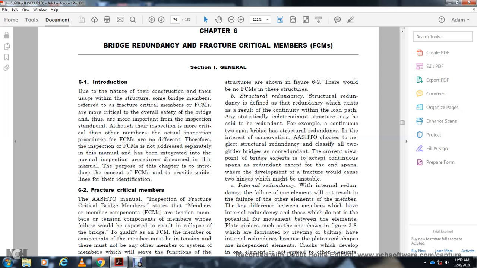Structural redundancy. Structural redundancy is defined as the reduction resulting from continuity over the load path. A statically indeterminate structure may be said to be redundant. For example, a continuous 2-span bridge has structural redundancy. In the interest of conservatism, AASHTO contributed to neglecting structural redundancy and classifies all 2 girder bridges as non-redundant. The current view is to conservatively accept continuous spans as redundant, except the end spans, where the development of a fracture would cause 2 hinges, which might be unstable.